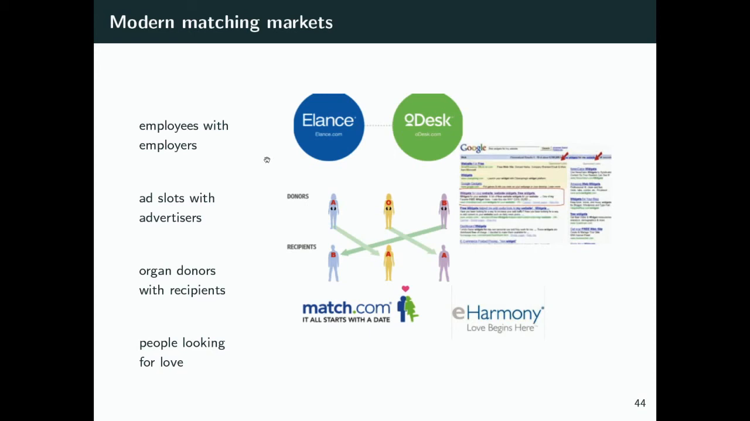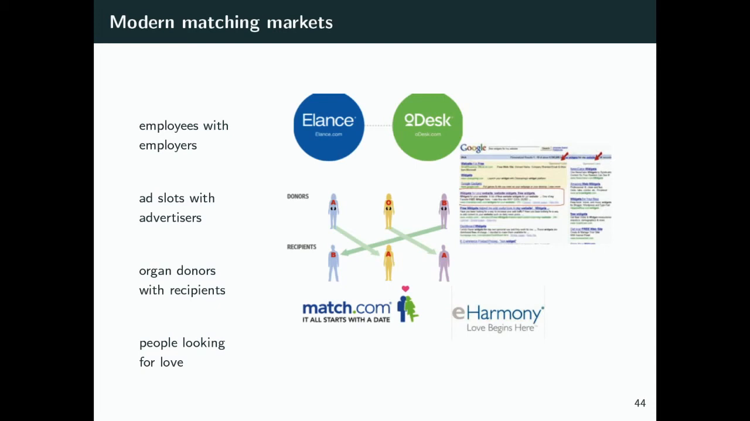We discussed matching ad slots with advertisers. We're matching organ donors with recipients. We're matching people looking for love with other people looking for love. So there are a lot of matching problems that are getting solved all the time out in the real world. And a question is, what can we as algorithm designers contribute to the understanding of all these and many other problems?